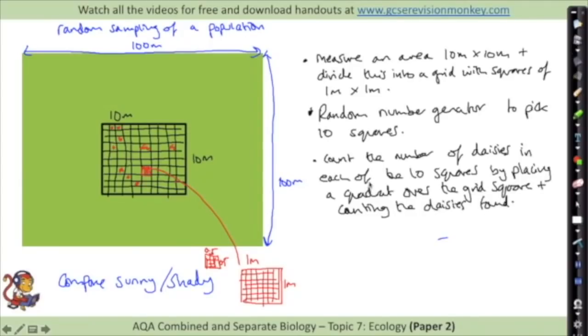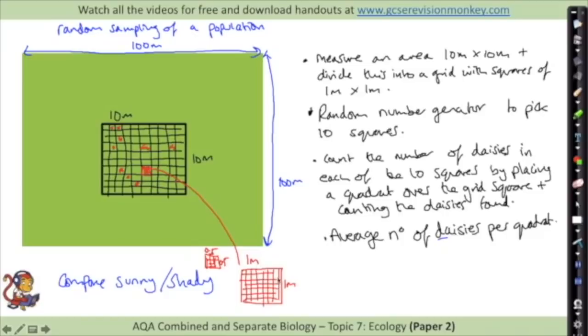And we would repeat that for each of our 10 squares, and then we would take an average number of daisies per quadrat, and then we would have an average number of daisies per metre squared.